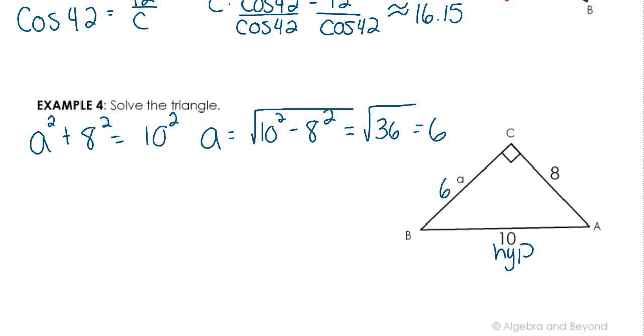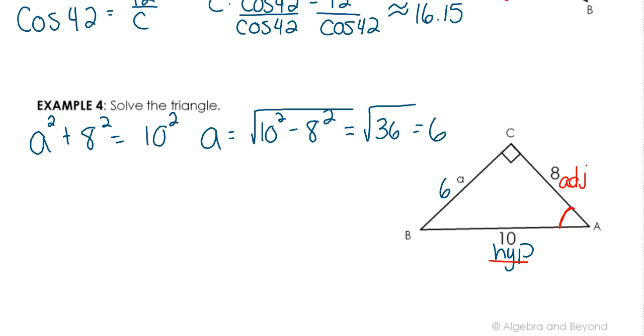All right, so I've got all three side lengths. Now I need to find the three angle measures. So I know one of them is 90, and I need to find another one. This is where we're going to use those inverse trig functions. So we can find either one first. It doesn't really matter. Let's start by finding the angle measure for A. So for A, the side I was given, the side length 8, is adjacent. And we already know the hypotenuse is down here at 10.